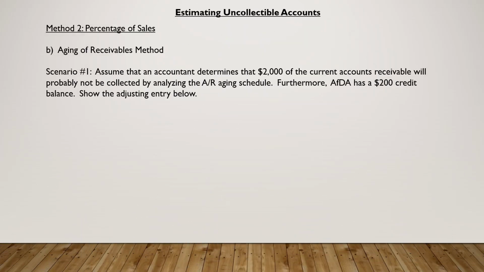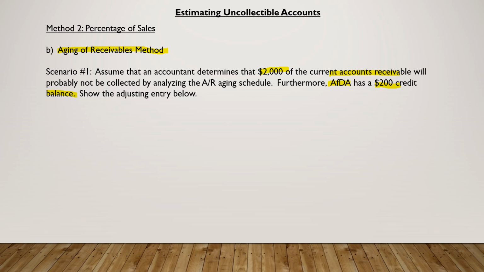Page 6 purports to address the aging of receivables method. For all intents and purposes, this method is functionally identical to the percentage of receivables method. Normally, the uncollectible portion of AR is calculated with a table showing AR amounts by length of time past due. We'll look at one such table very shortly. For this example, the amount is simply stated. $2,000 of current accounts receivable will probably not be collected. Also, AFDA has a $200 credit balance.